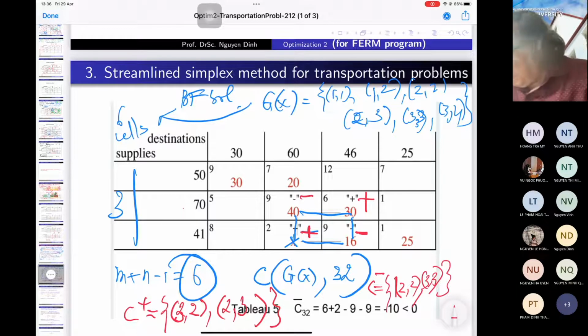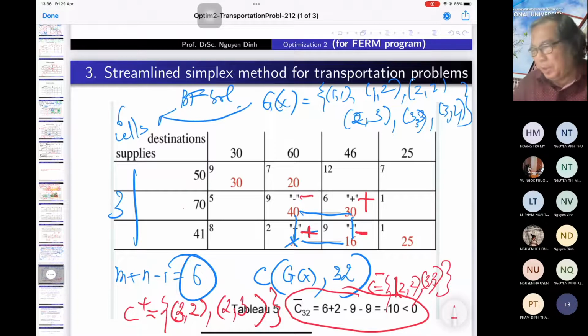And now with this, we calculate one number which is called C bar 3,2. The cell we enter is 3,2 here. We'll talk about this, but just wait a minute.